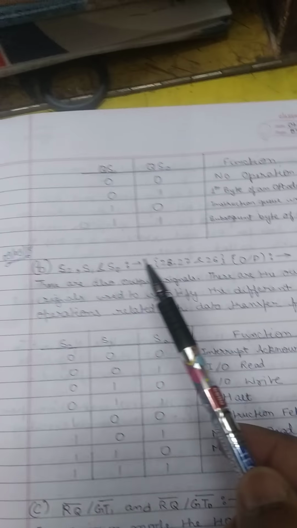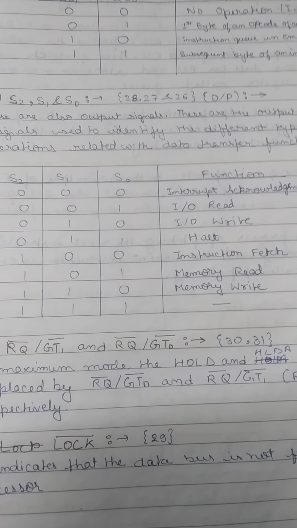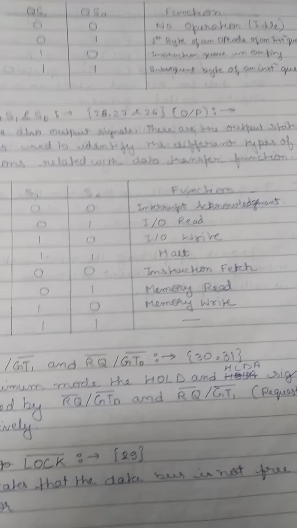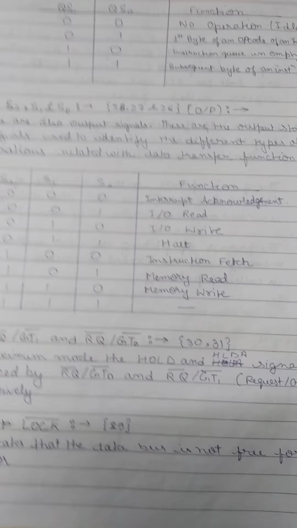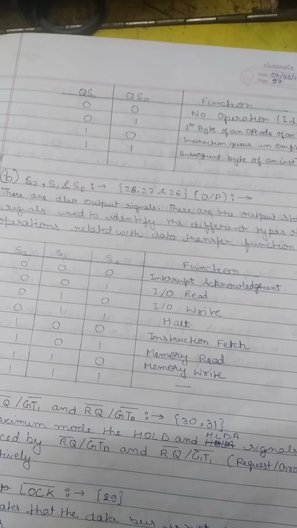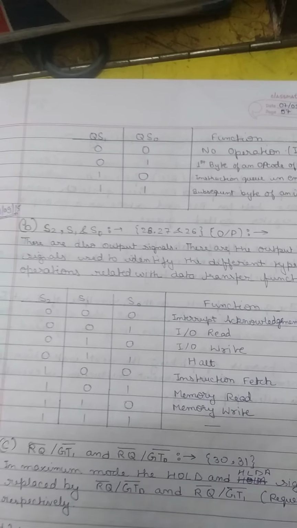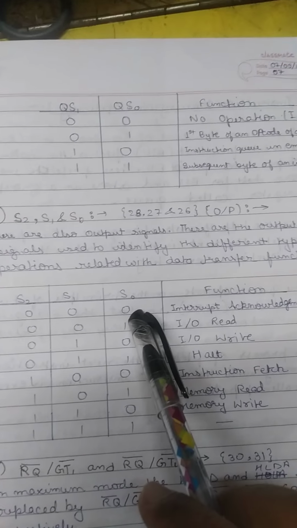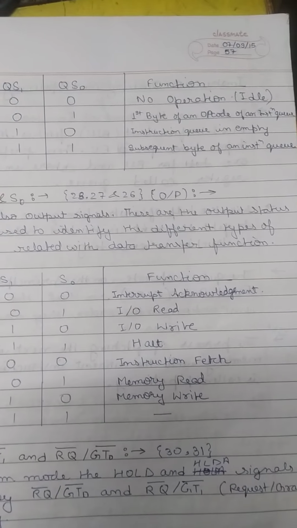Next is S2, S1 and S0. These pins are at pin number 26, 27 and 28. These are output status signals, used to identify the different types of operations related to data transfer, like data transfer between memory and microprocessor, or from IO to microprocessor, or inside the microprocessor. So when the values on these pins are 0, 0, 0, then the function of the microprocessor is interrupt acknowledge, that is acknowledging an interrupt.